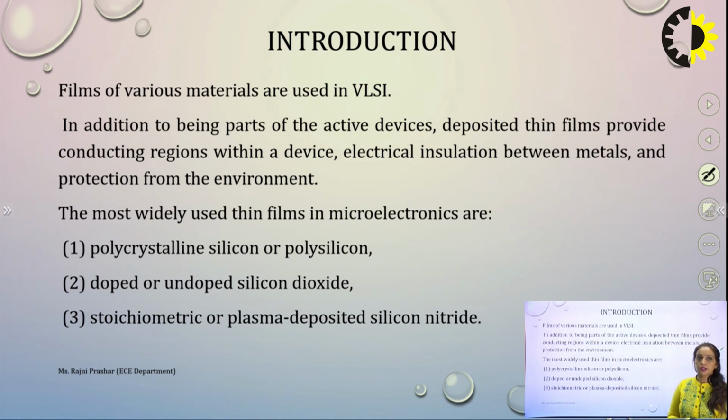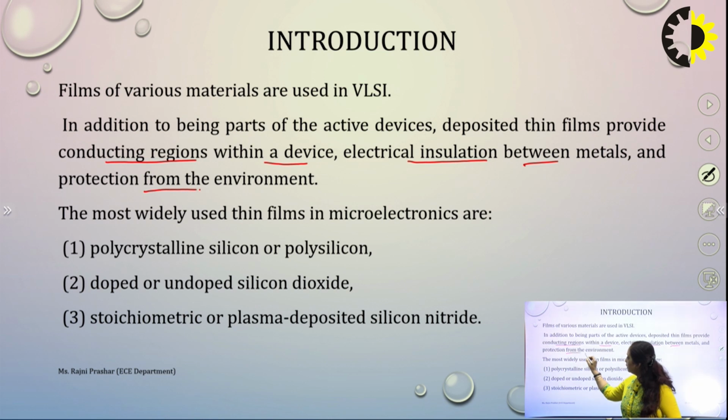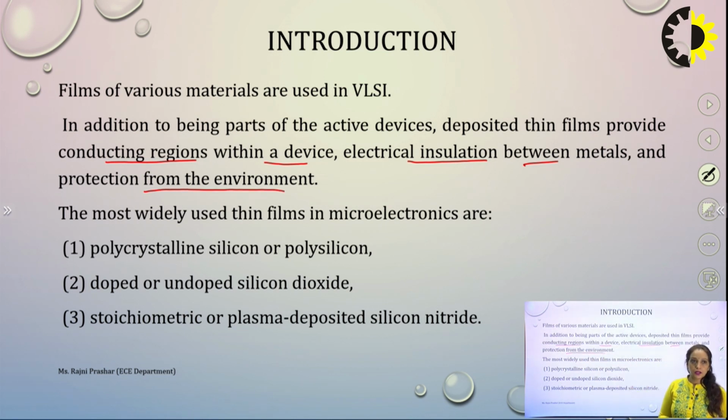The films of various materials that are used in VLSI or ULSI technology, in addition to being part of the active devices, provide the conducting regions. So the very first point is they provide the conducting region within a device. They provide electrical insulation between the materials and protection from the environment. Depending upon the application, we can have different types of materials, for conducting regions and for electrical isolation.